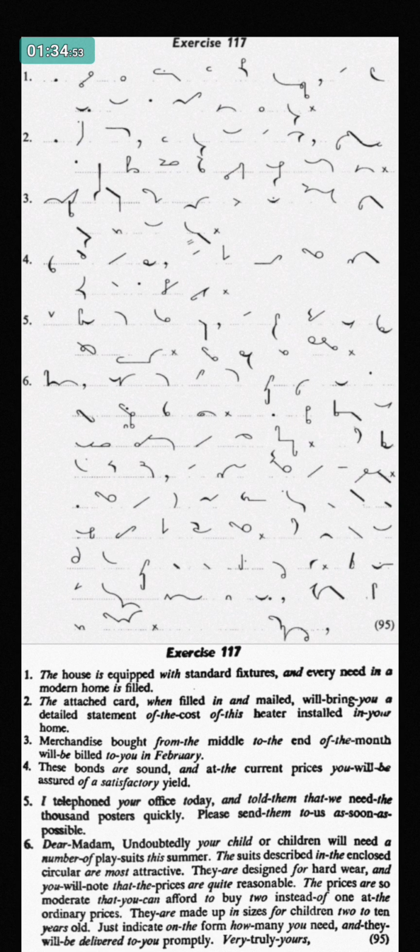The prices are so moderate that you can afford to buy two instead of one at the ordinary prices. They are made up in sizes for children 2 to 10 years old. Just indicate on the form how many you need, and they will be delivered to you promptly. Very truly yours.